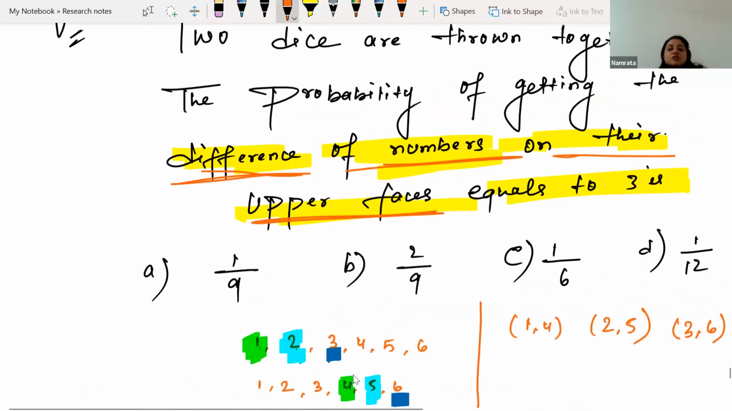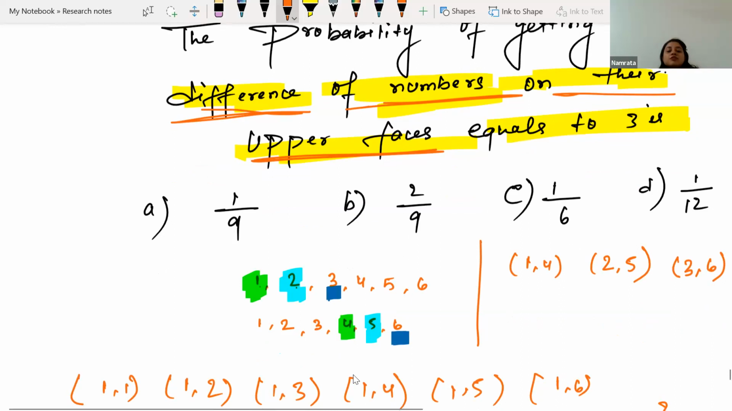So the difference of the numbers on their upper faces is equal to 3. If on the first die we got 1, then on the second die we must get 4, then only the difference will be 3. If on the first die we get 4, then on the second die we must get 1, then only the difference will be 3, because it doesn't say the difference from first to second or second to first. So we will take all the possible cases.